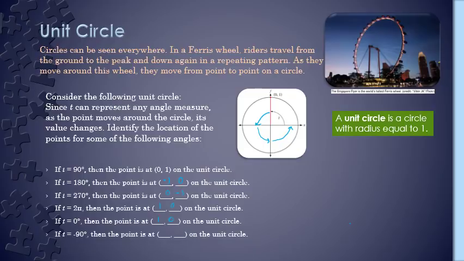And how about -90 degrees? Well, -90 degrees we know is starting on the positive x-axis, and because it's negative, now we are moving clockwise, so that's going to put me right there. And it looks like that value is going to be the same value as 270 degrees or 3 pi over 2. So we should be at (0, -1).